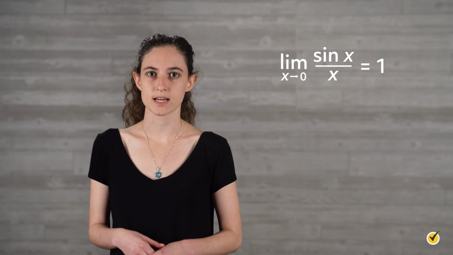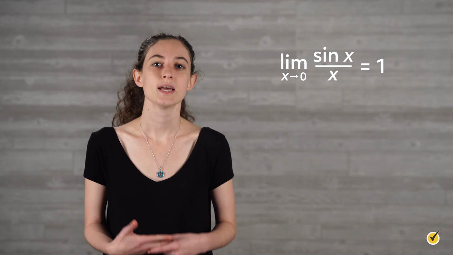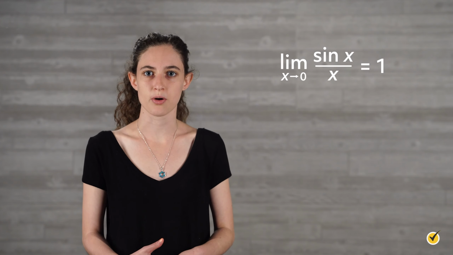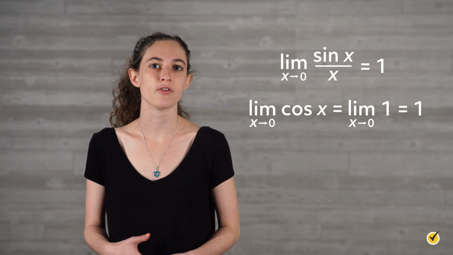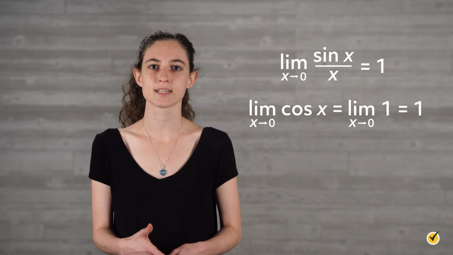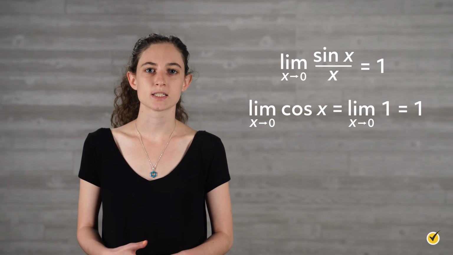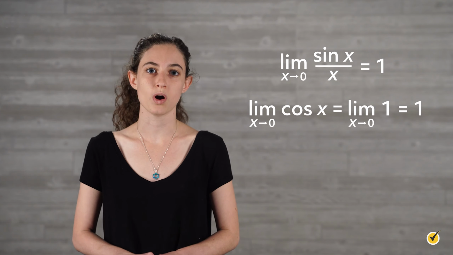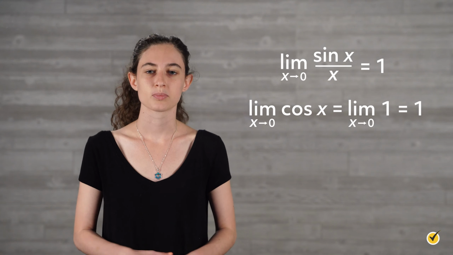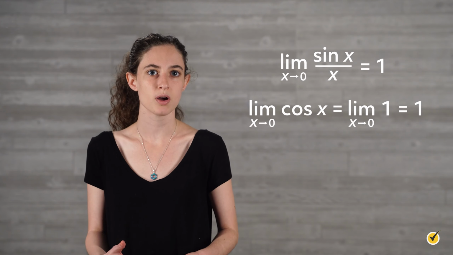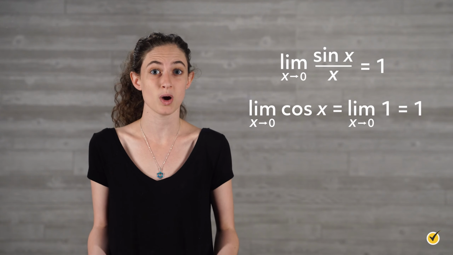Well, since we know these two things, we automatically know that the limit as x approaches 0 of sine x over x equals 1. Sine x over x is between cosine x and 1 around x equals 0. The limit as x approaches 0 of cosine x equals the limit as x approaches 0 of 1, which equals 1. Sine x over x is squeezed between cosine x and 1 around x equals 0. Since cosine x and 1 both approach 1 as x approaches 0, then sine x over x must as well.